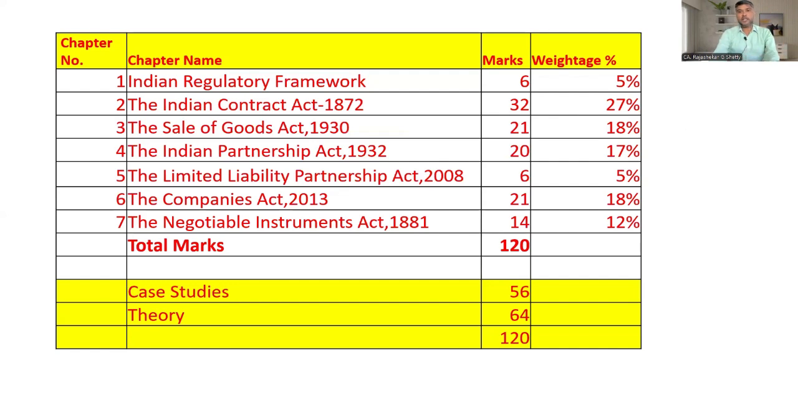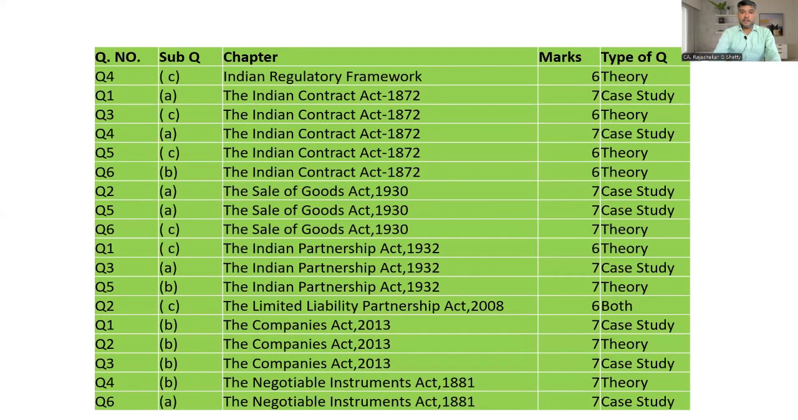So basically these are the 6 questions, and they have covered all the chapters entirely. Look at the weightage they have given. It is 32 marks for Indian Contract Act, Indian Regulatory Framework is 6 marks, Sale of Goods Act 21, Indian Partnership Act 20 marks, Limited Liability Partnership is 6, Companies Act is 21 marks, and Negotiable Instrument Act is 14 marks. As I said, case studies will be 56 marks and theory will be 64 marks. So this is for your basic understanding.